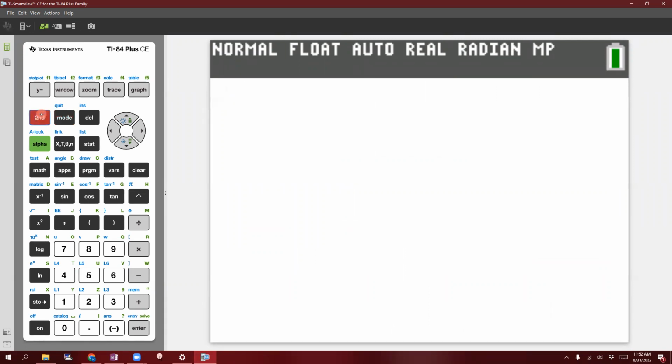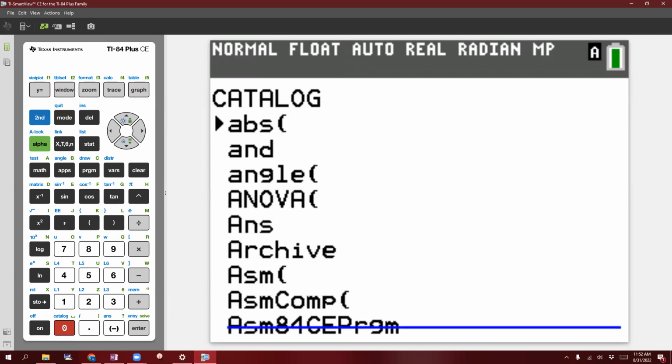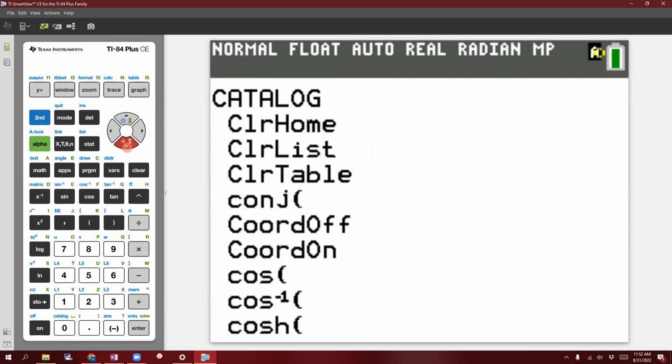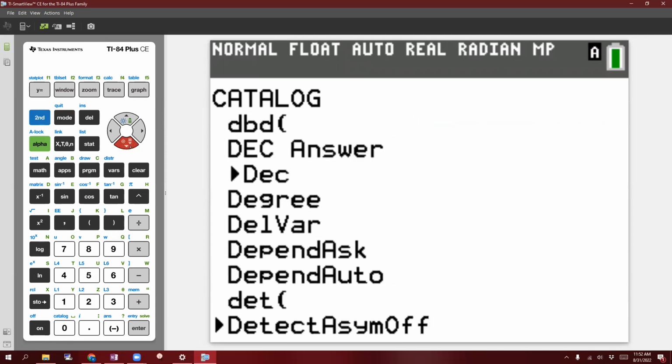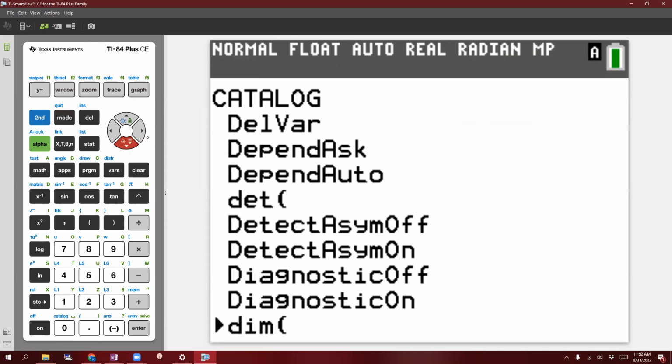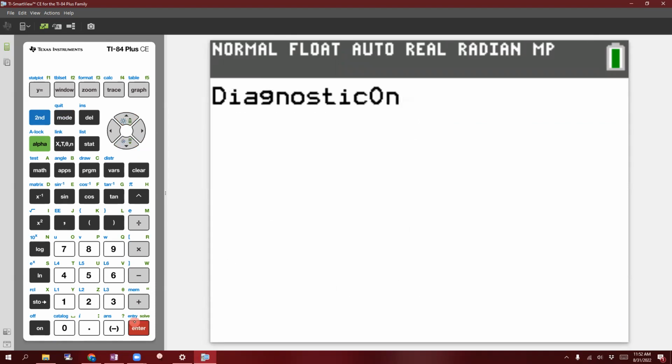We're going to go to second, catalog. Catalog shows every function that your calculator has. And with this, we're going to scroll all the way down until you see diag on and diag off. It's alphabetical, so scroll down until you start seeing the D, and then you can start slowing down once you're into the D's. And here you go, diagnostic off, diagnostic on. We want to click on the diagnostic on. So you click on that, click it again, and it'll say done. Once you've done that, you won't have to do it again unless something happens and you completely reset your calculator.